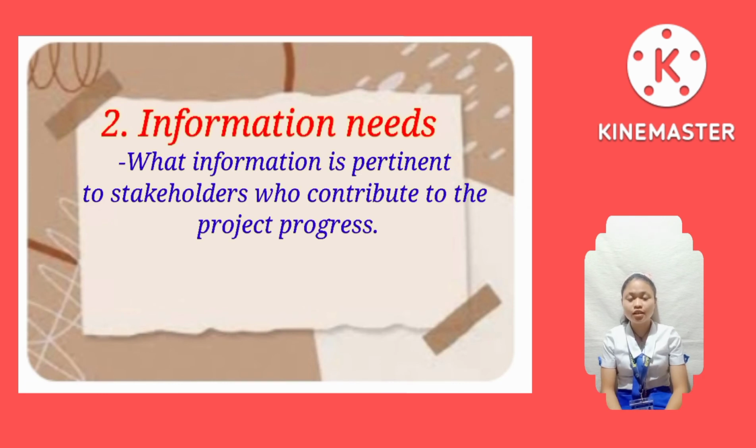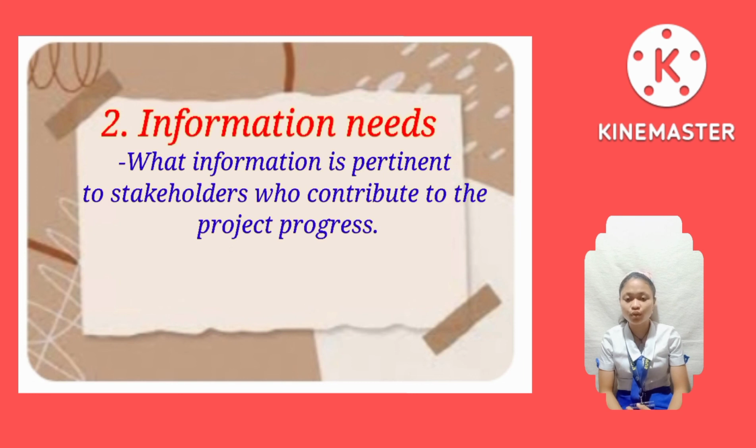Another basic step is the information needs. Answer the question: what information is pertinent to stakeholders who contribute to the project progress? The simplest answer to this question can be obtained by asking the different people what information they need and when they need it. For example, top management needs to know how the project is progressing, whether it is encountering critical problems, and the extent to which project goals are being realized. This information is required so that they can make strategic decisions and manage the portfolio of projects.